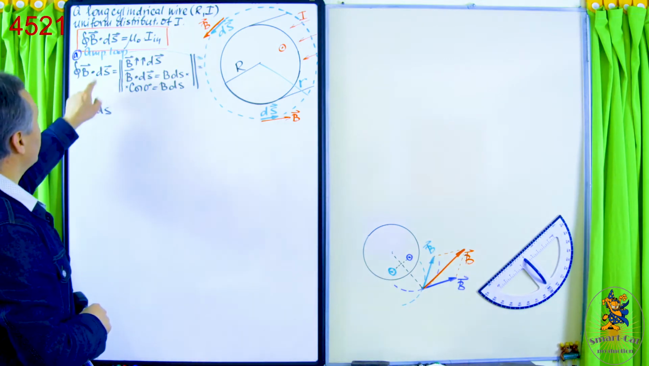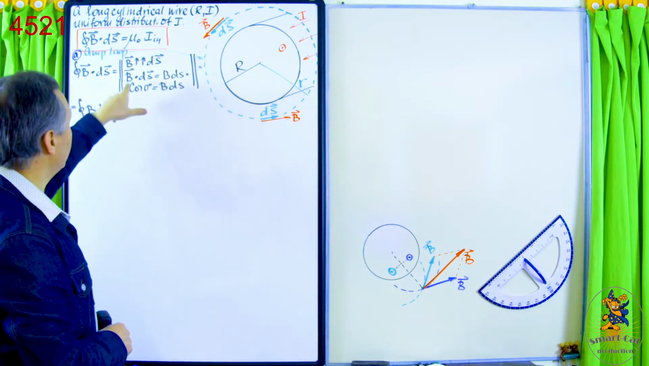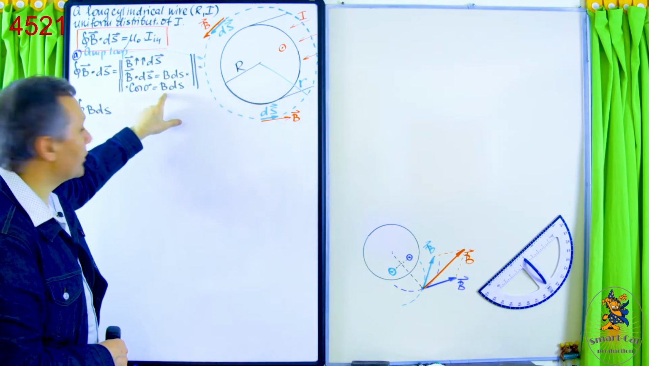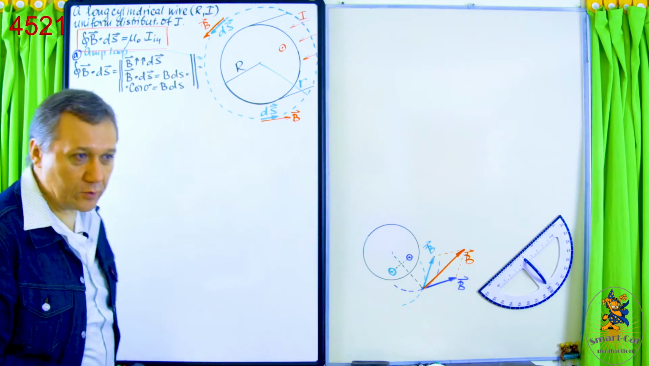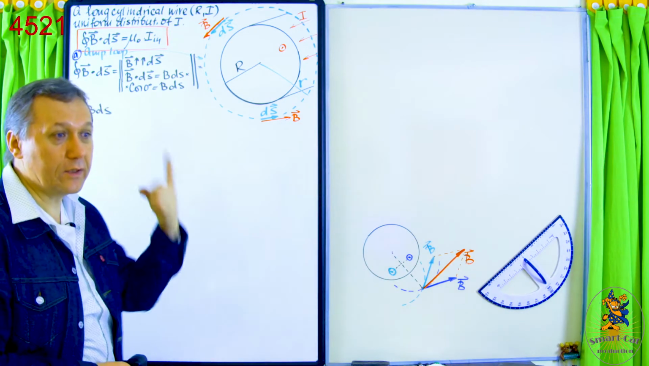So first step, we just showed that B is parallel to ds. As a result, the dot product gives us just the product of the magnitude of B and the magnitude of ds, because the angle between them is 0, and cosine of 0 is 1.